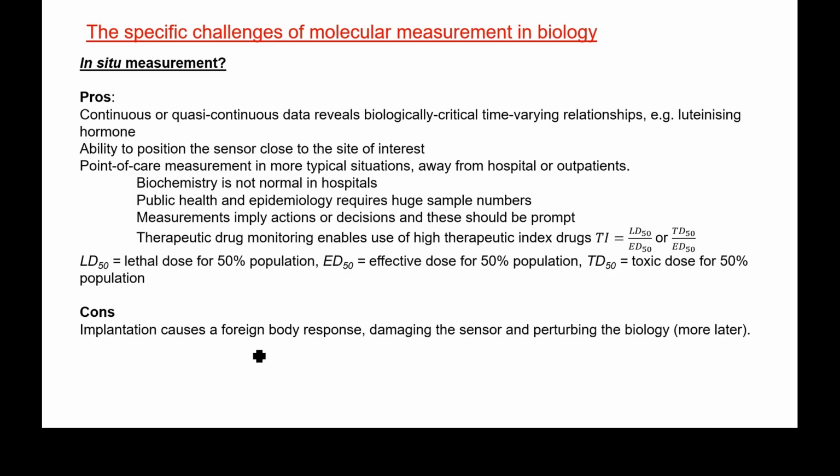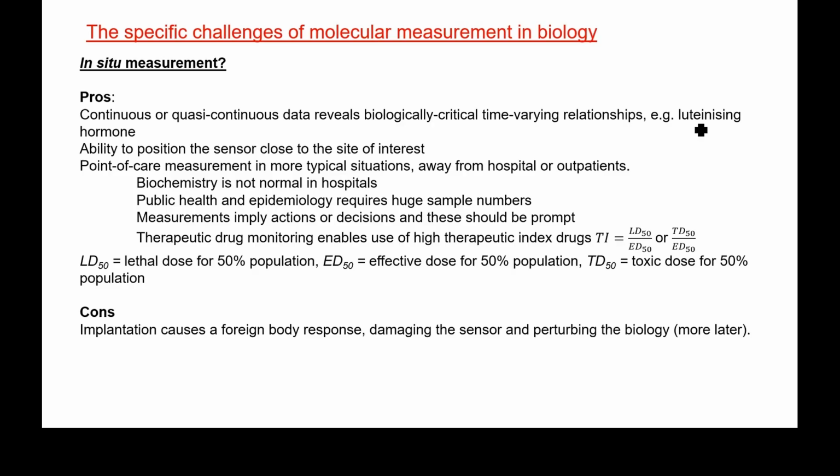The other thing we need to think about is, should we try and take our measurement on the fly in real time? Get real-time information? Or should we abandon all the phase relationships and take a sample away, analyze it at our leisure? So the advantages of measuring in situ, getting continuous or quasi-continuous data, can reveal biologically critical time-varying relationships.